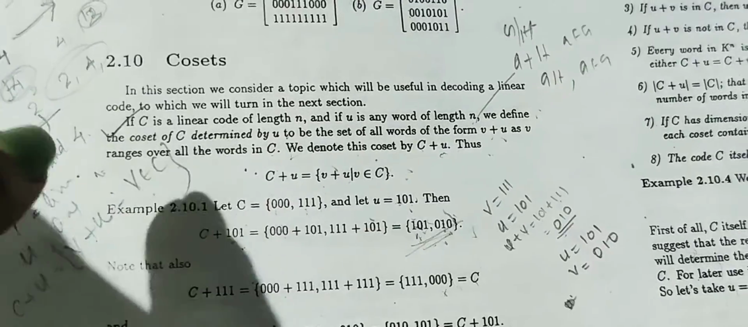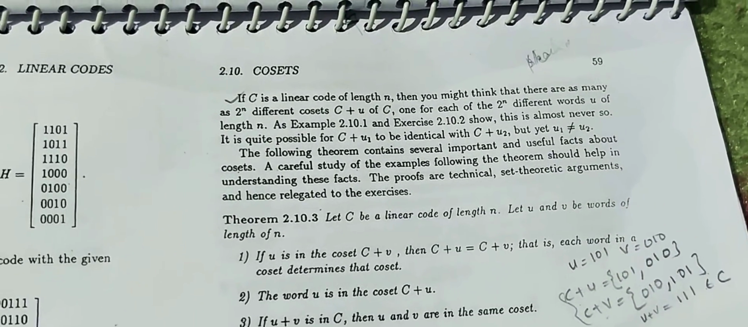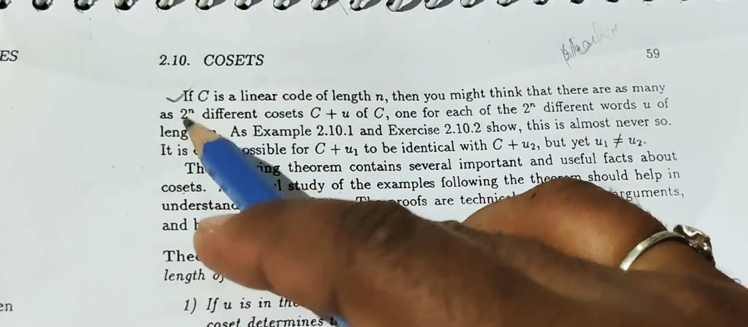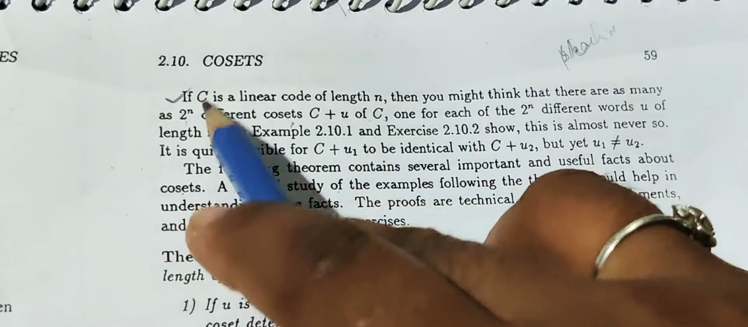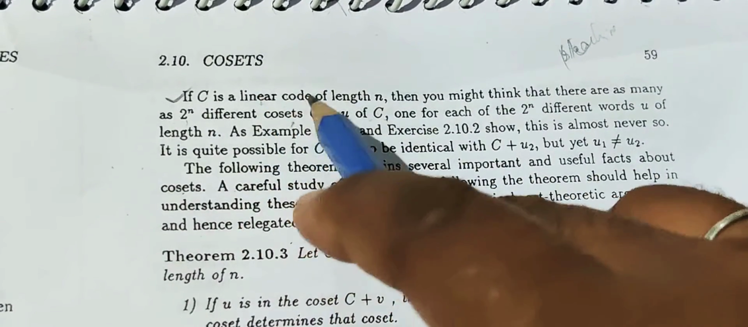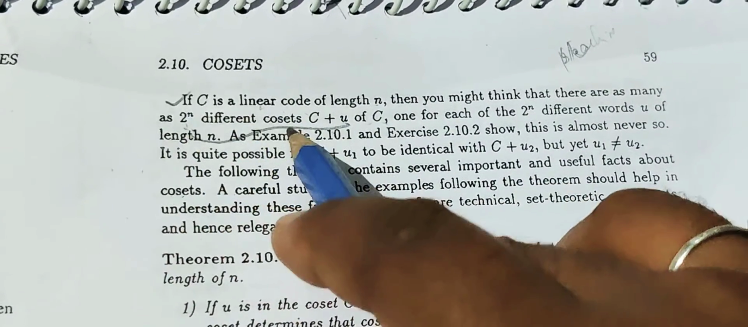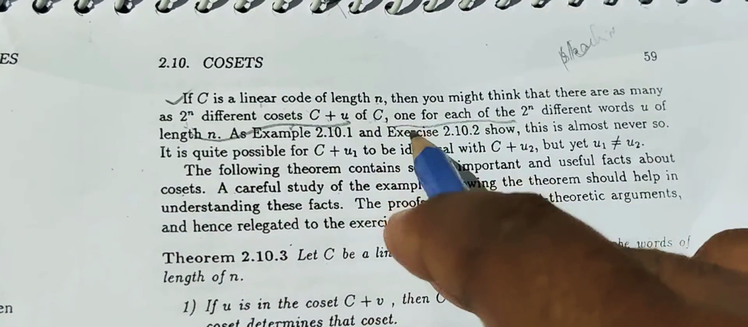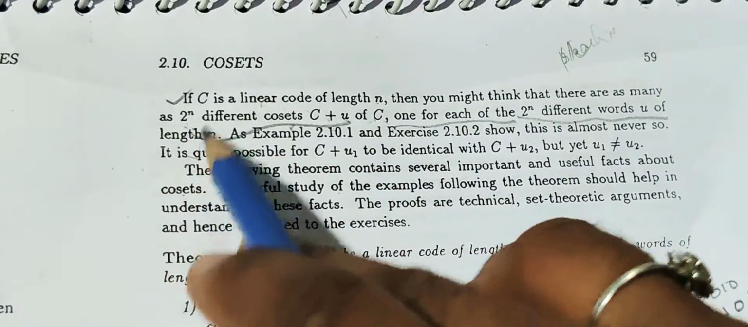And the next one: if C is a linear code of length n, then we get 2 raised to n different cosets, different cosets C plus U of C. So C is a linear code of length n. We have 2 raised to n different cosets C plus U of C, one for each of the 2 raised to n different words U of length n.